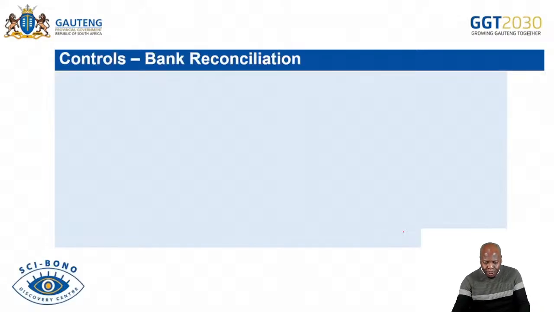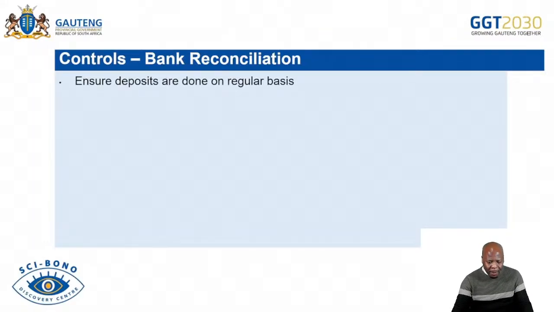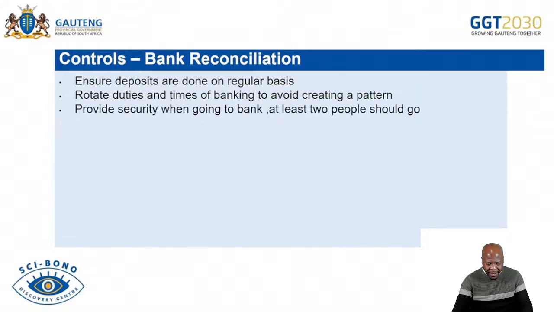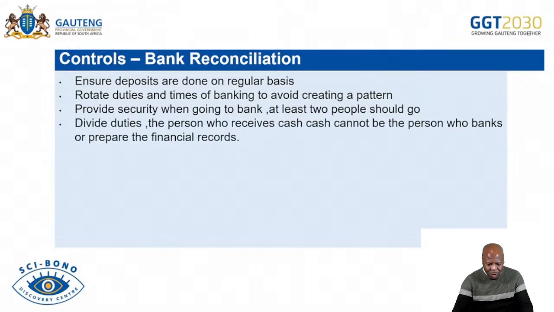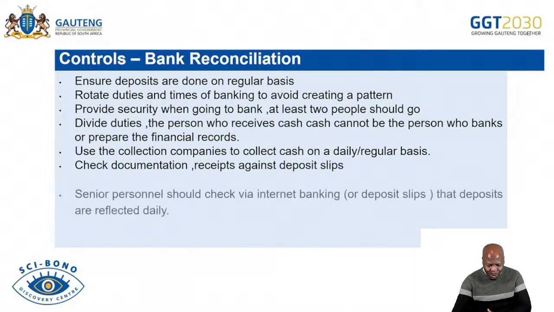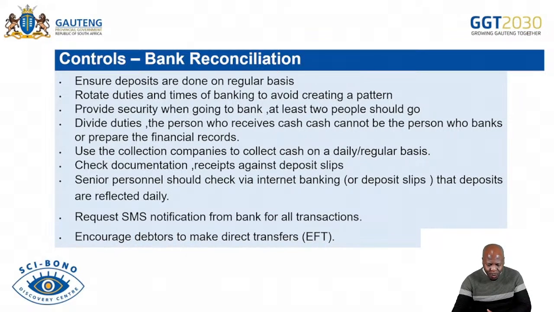I have more internal controls here that also have to do with the bank reconciliation. You can also talk about ensure deposits are done on a regular basis. We spoke about that one. Rotation of duties, times in banking to avoid creating a pattern. We spoke about that. Provide security. We spoke about that one. Divide duties. We spoke about that one. Use collection companies. We spoke about that one. And we also spoke about all these ones.